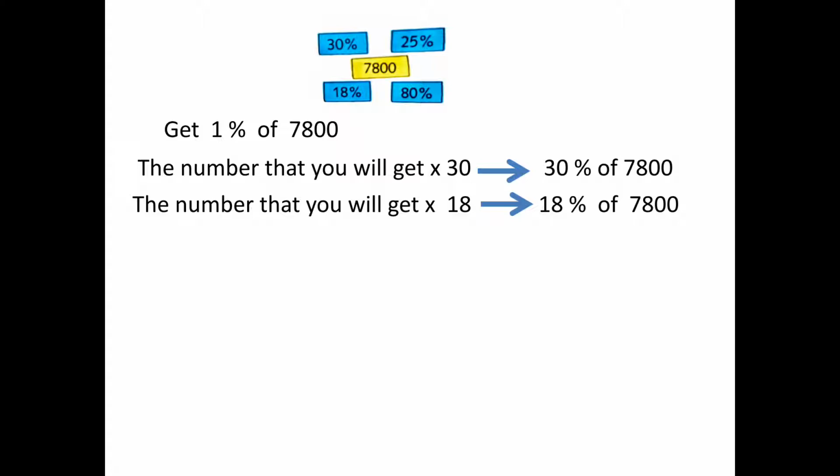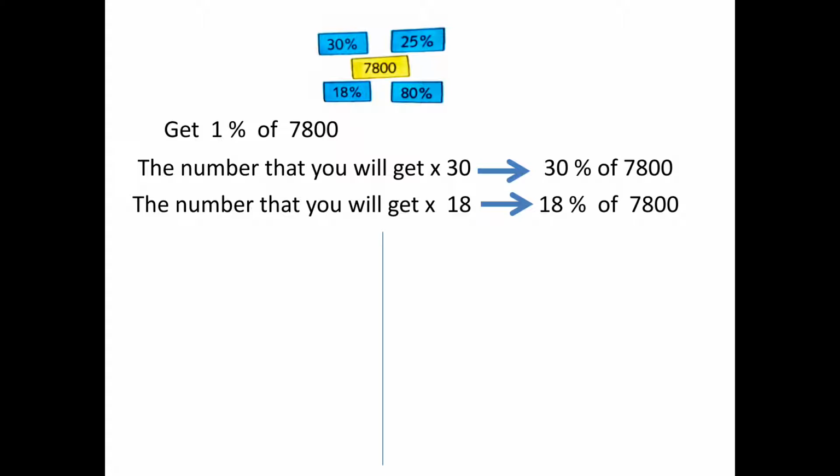Just get to 1% of the number that you have. And if you multiplied the number that you got from the 1% by 30, it will give you 30% of the same number. If you multiplied the number that you got from the 1% times 18, it will give you 18% of the same number. Now we are going to compare between the two ways, the old way and this way.